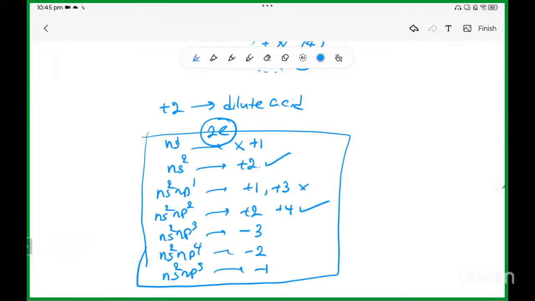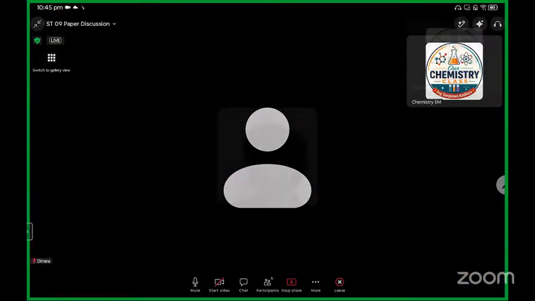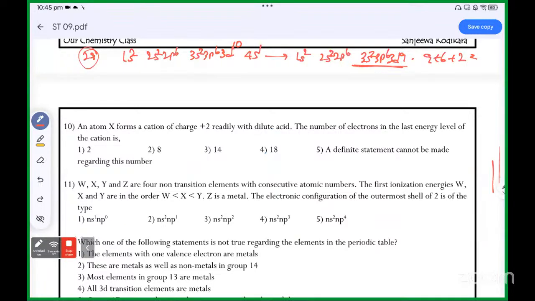Now, according to this logic, the second group can have 2 electrons in the outermost shell, and it can have 4 electrons as well in the outermost shell. But that information is not given in the question. The information given in the question is: an atom X forms a cation of charge +4 readily with dilute acid.